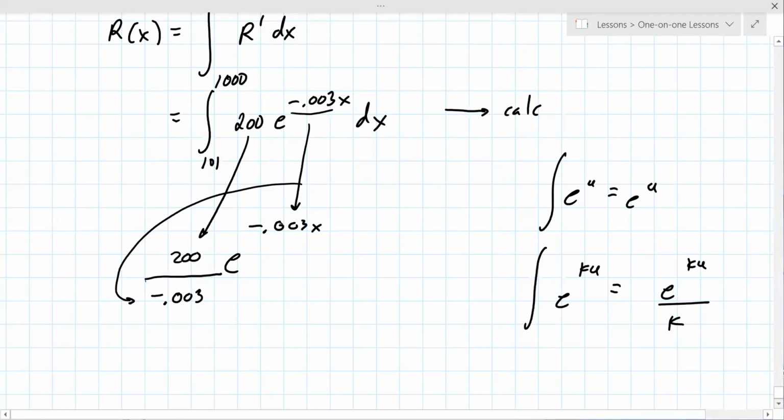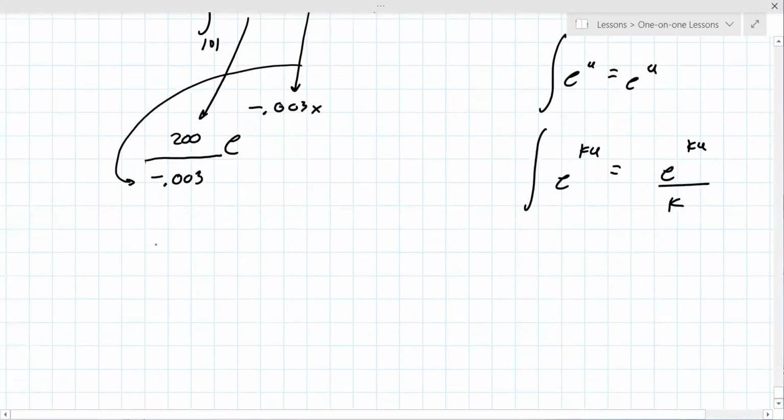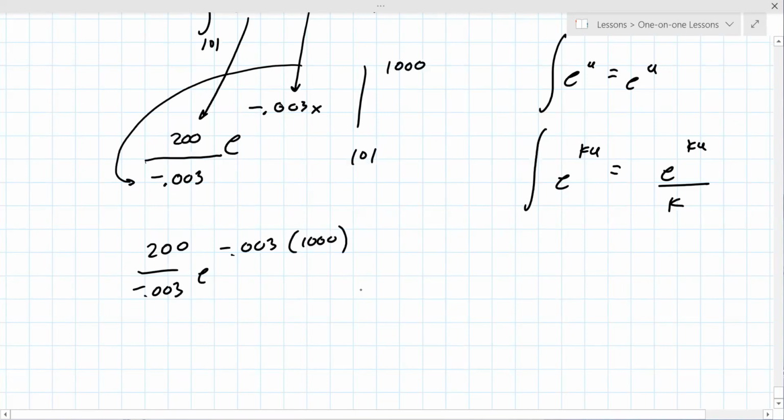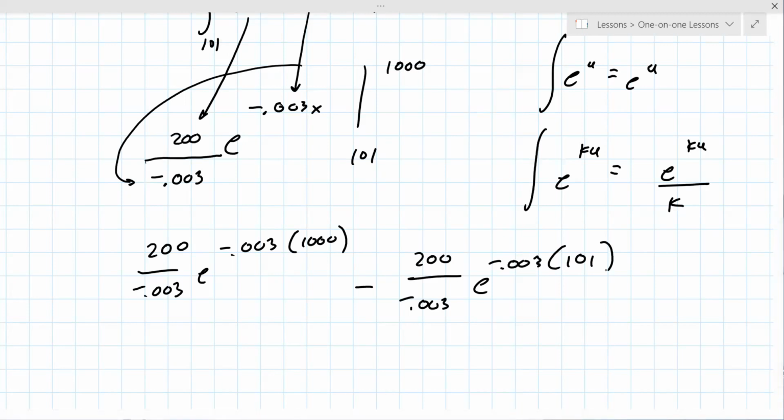And then you plug in 101 and 1000. Yeah, so it's 200 over minus 0.003 e to the minus 0.003 u, but you're evaluating it from 101 to 1000. So that 1000 goes in, and then you put the 101 in here. Okay. That makes sense.